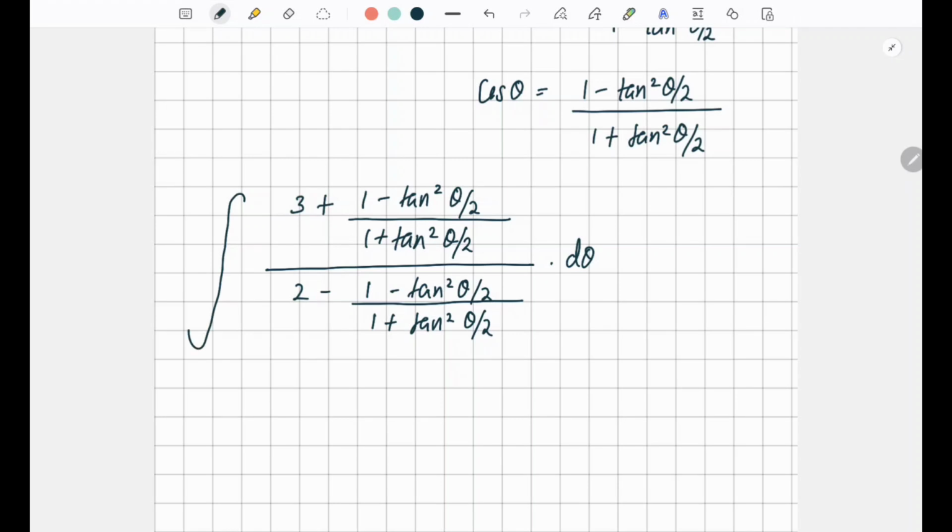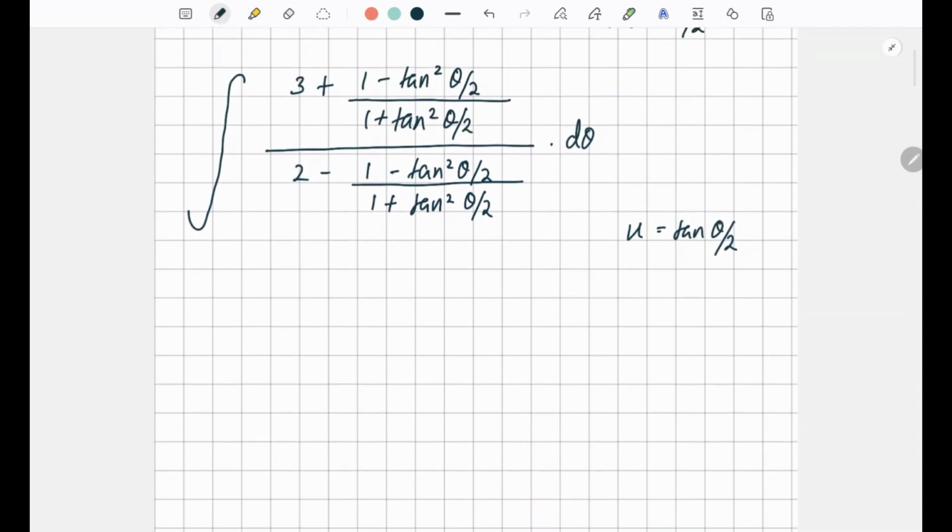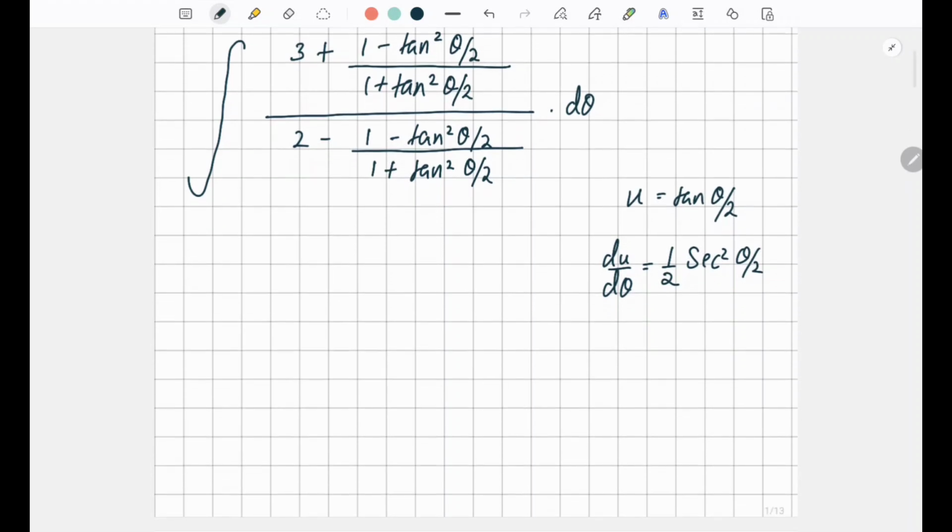Now let's take a substitution of u equals tan theta over 2. So du over d theta equals half sec squared theta over 2. Easy, right? The differentiation of tan theta over 2. You first differentiate the term you have inside tan, and that's theta over 2. So the differentiation of theta over 2 is half, and the differentiation of tan is sec squared, right? Easy.